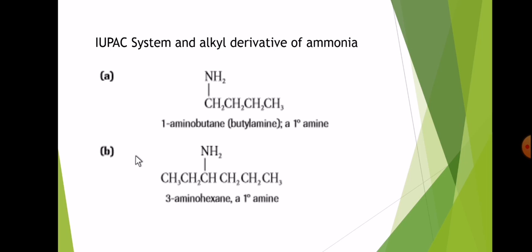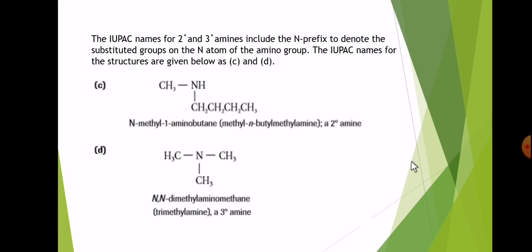And in example B, there's a hexane with an amino group on carbon atom number 3, so it is called 3-aminohexane, and these both are one node amines. Because they are only connected to one chain here and two H atoms, they are called primary amines. So let's move towards the secondary or tertiary amines.